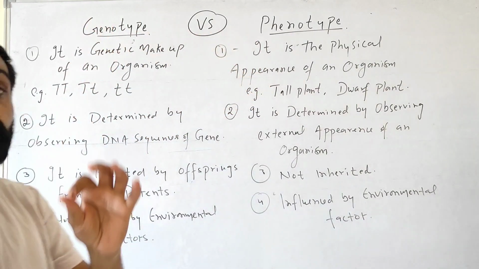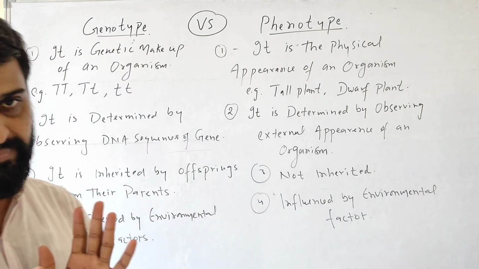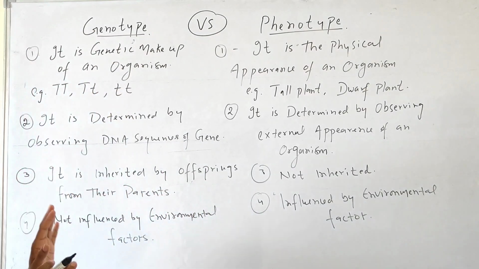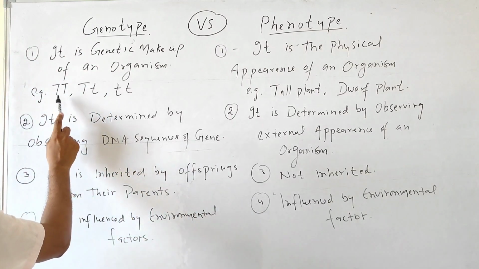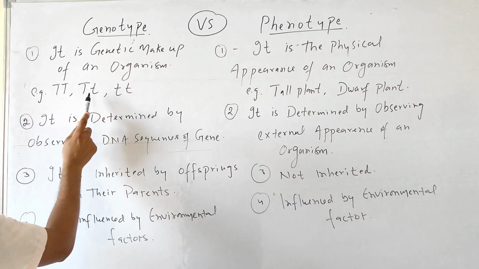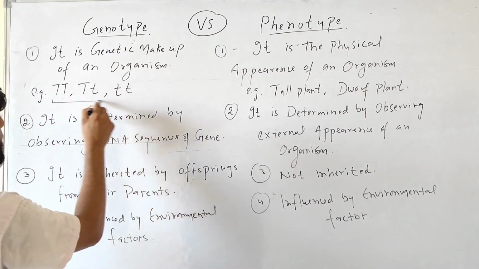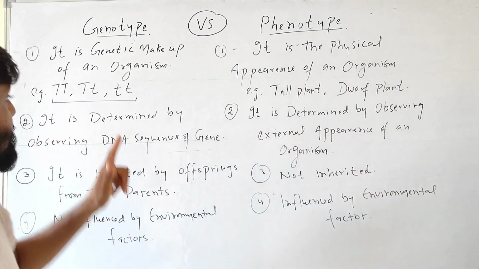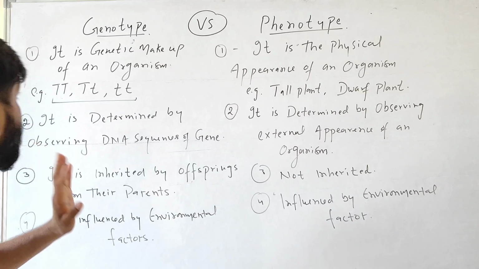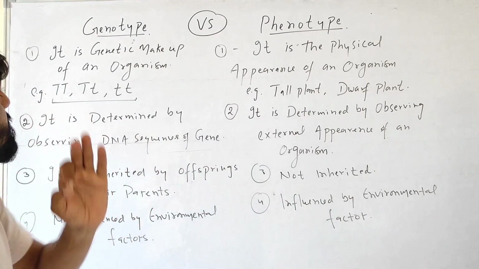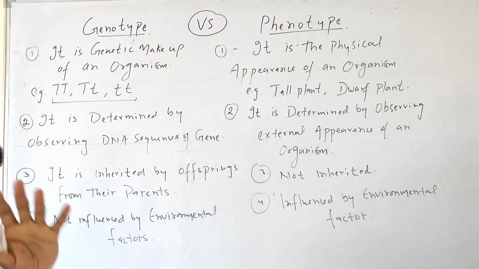We will start from genotype. So what is genotype? Genotype is the genetic makeup of an organism. Suppose there is a plant and it has genetic makeup capital T capital T or capital T small t or small t small t. So this is the genetic makeup of that plant. This is called the genotype of that plant. So it is the genetic makeup of an organism.